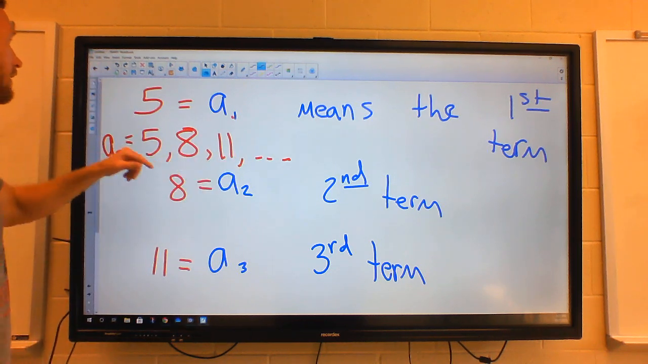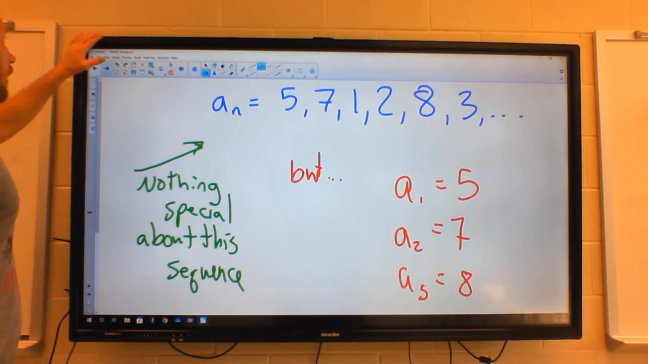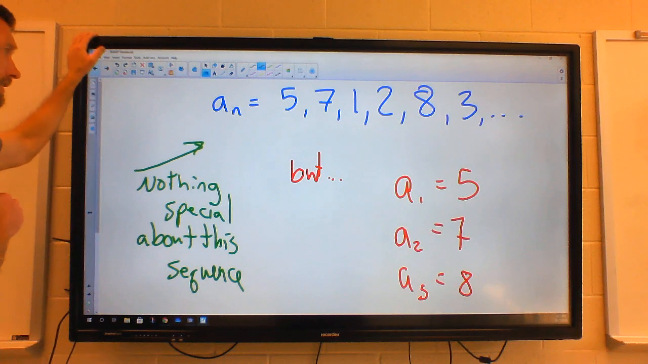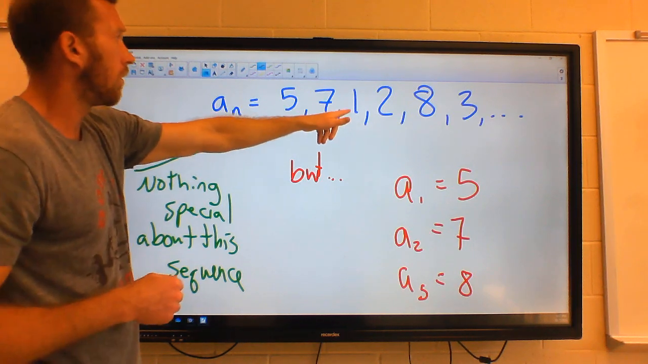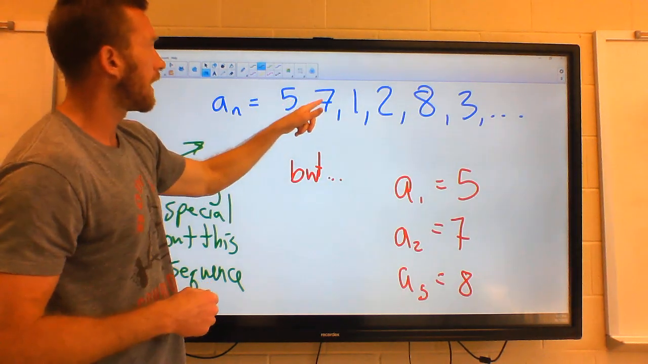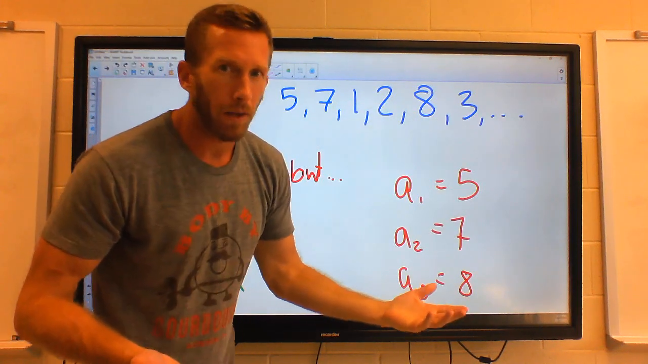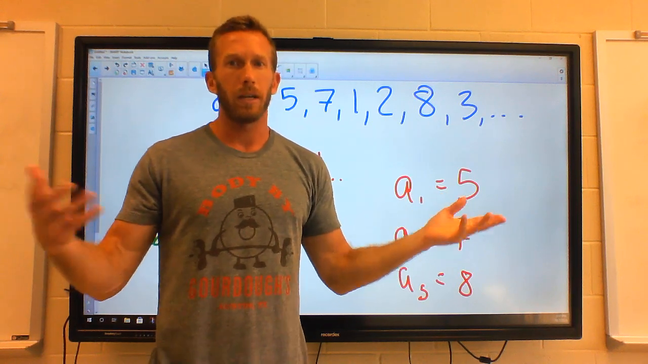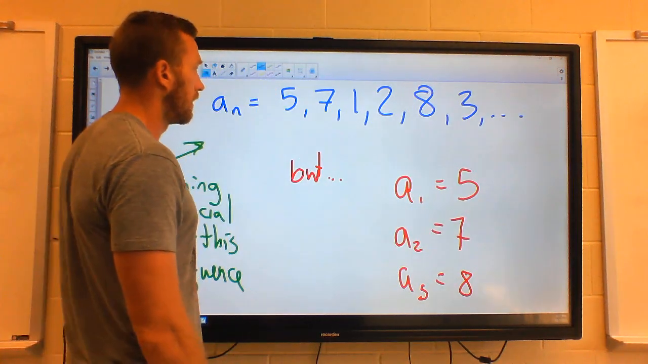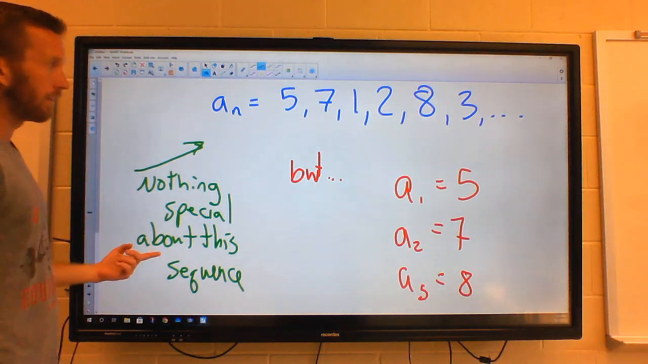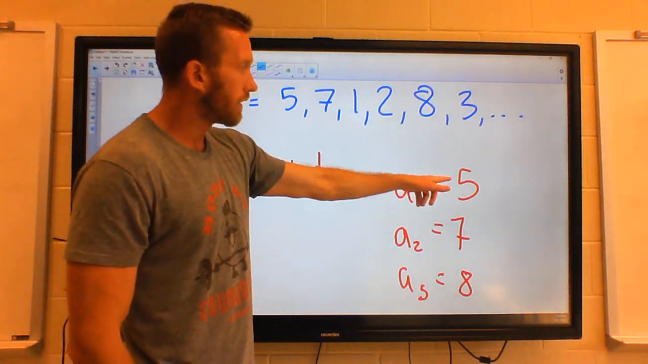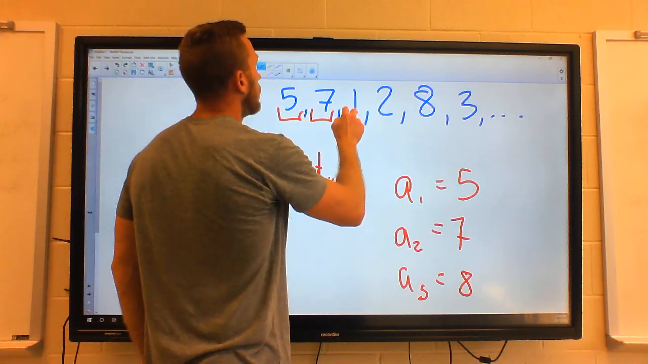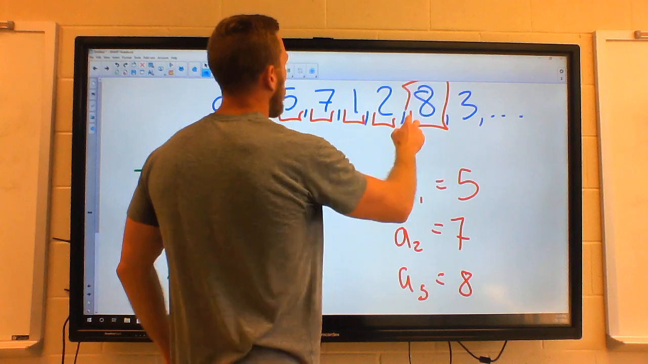Now, this specific sequence is called an arithmetic sequence, but we're going to get to that in a second. Everyone take a look at this sequence. The sequence itself is 5, 7, 1, 2, 8, 3. Nothing impressive about that sequence. In fact, we can't even predict that sequence or use any type of pattern regarding it. There's nothing special about this. However, we do know a1 is 5, a2 is 7, a5 is 8. The fifth term, 1, 2, 3, 4, the fifth term is 8.